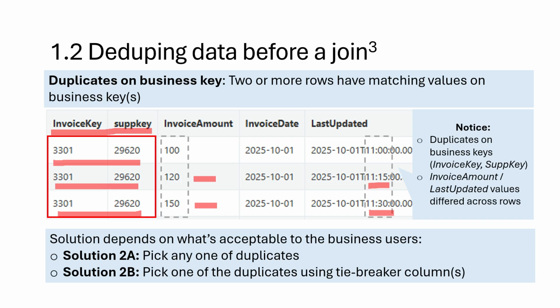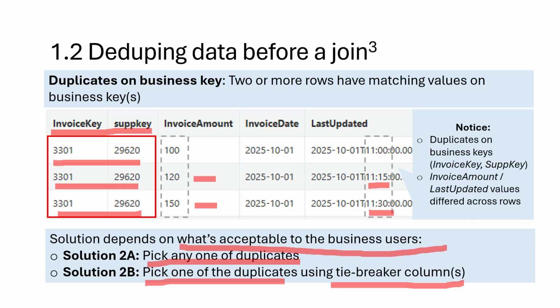And from a solution perspective, there are two different approaches that we could adopt. One is to pick any one of the duplicates as a solution, and the other option is to pick one of the duplicates based on a tiebreaker column. But which of the two solutions to go with, it all depends on what is acceptable to the business users. Next, let us take a closer look at each of these two solution options.